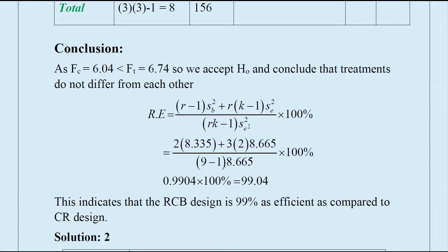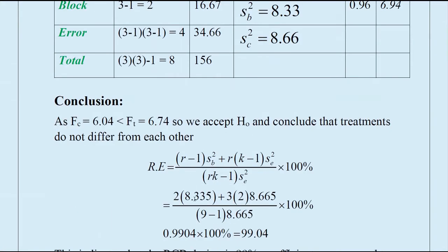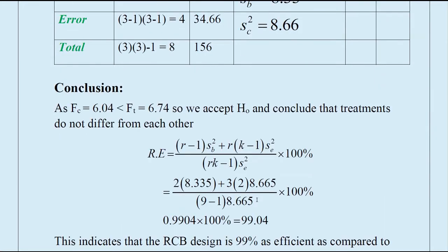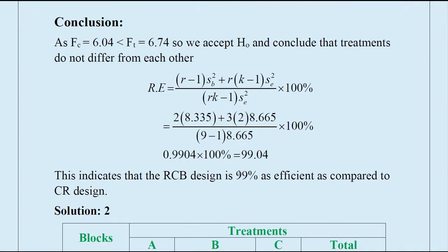So put the values. We have number of replication 3 minus 1, 2, sum of square B 8.33, plus R is 3, K minus 1, 2, SE square 8.66, over 9 minus 1, 8, and SE square 8.66. So we are left with answer 99.04. This indicates randomized complete block design is 99% efficient as compared to CR design.